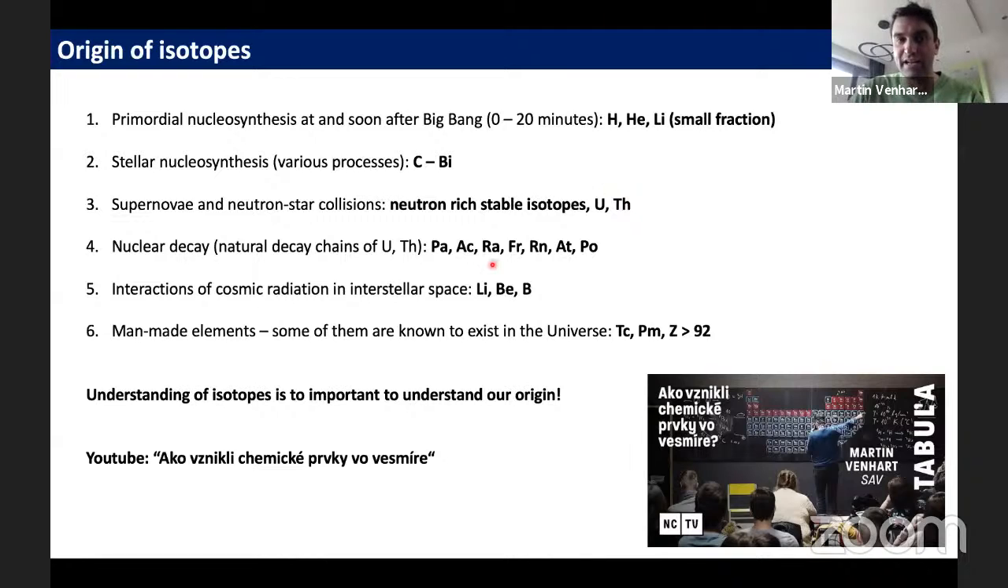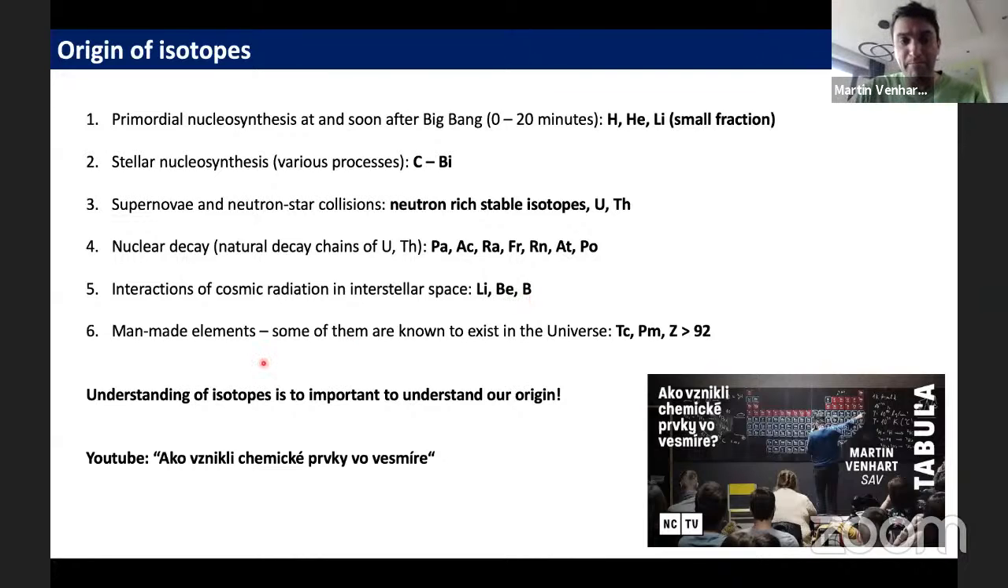Then we have nuclear decay, where very well known are natural decay chains of uranium and thorium that are producing the elements that occur on the Earth. For example, radon gas, which is very important from the point of view of new buildings and especially cellars. Three elements, lithium, beryllium, and boron, were created by interactions of the cosmic radiation in interstellar space.